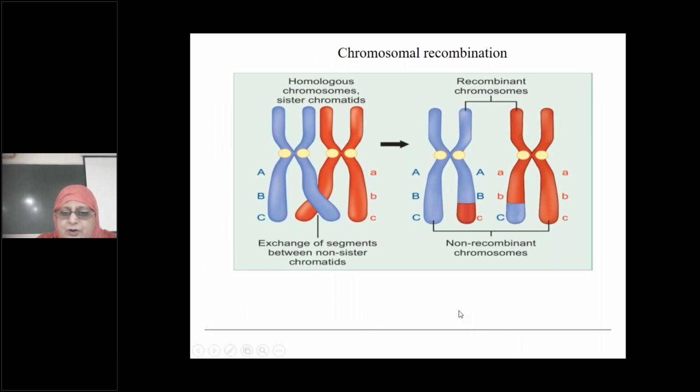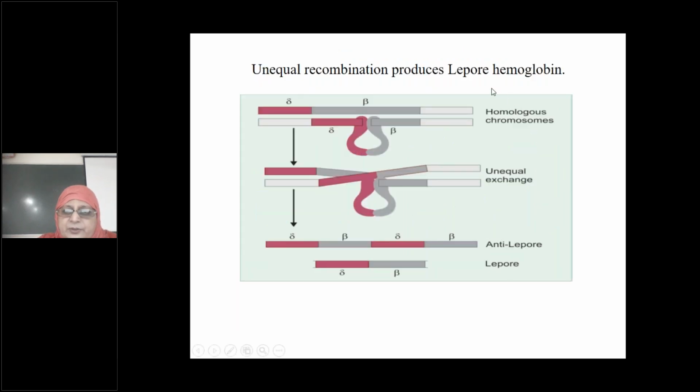We have already spoken about chromosomal recombination several times. Here also, exchange of genetic information can occur between chromosomes. If equal crossing over takes place, then it is normal. But sometimes unequal crossing over takes place, and disorders may be seen. So unequal recombination will produce conditions like lepore hemoglobin, which is an abnormal hemoglobin.